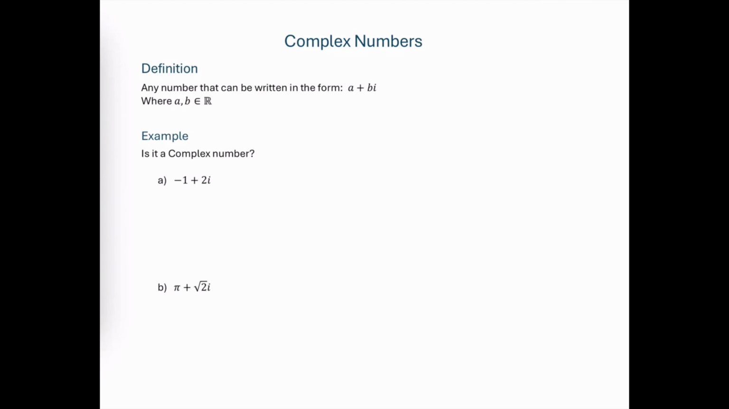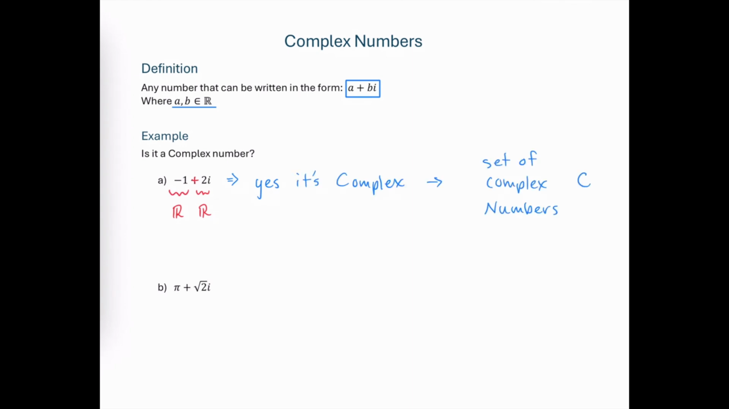A complex number is any number that can be written in the form a plus bi, where both a and b are elements of the real numbers. For example, let's determine if either of these are complex numbers. Since -1 is a real number, and +2 is also an element of the real numbers, what we have here is a real number plus or minus a real number multiple of i, which means that yes, it's a complex number. And the symbol for the set of complex numbers is a capital C with a line through it.